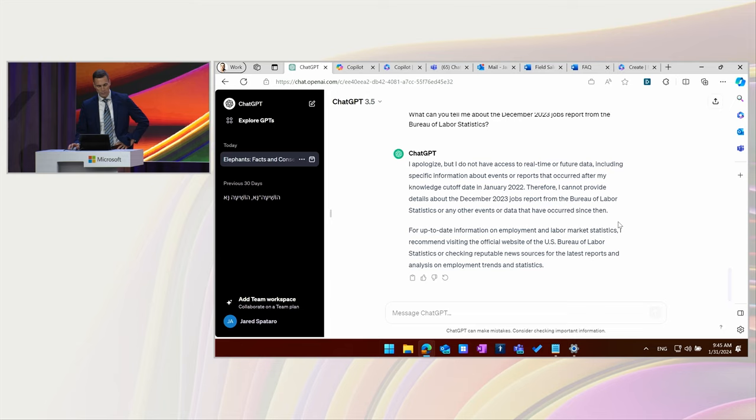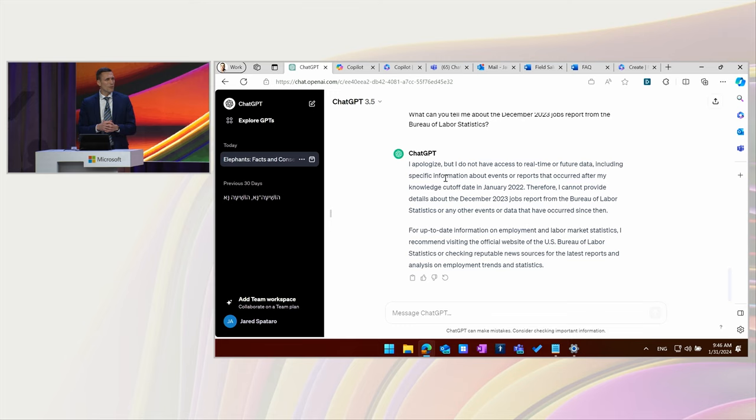That's interesting. I apologize, but I don't have access to real-time location data. It turns out that its knowledge cutoff date, its training date, was January of 2022. So it can't tell me much about what happened in December of 2023. That was the state of the art roughly about 12 months ago. We had the equivalent of a college-educated thinker, but unfortunately didn't have access to current or recent information.